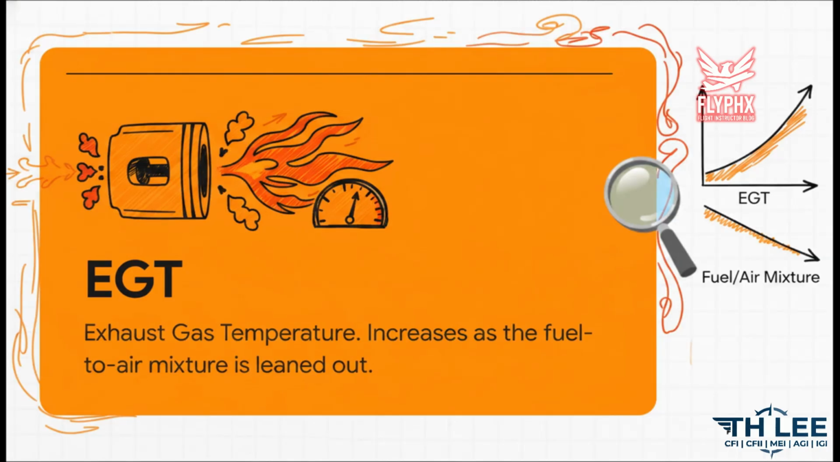To really master these settings, we've got to demystify EGT. That's exhaust gas temperature. In plain English, EGT is just the temperature of the exhaust shooting out of your engine's cylinders. As you slowly pull that mixture knob back to lean it out, you'll see the EGT gauge actively rise. This happens because you're feeding a lower ratio of fuel into the cylinder to mix and burn with the air.